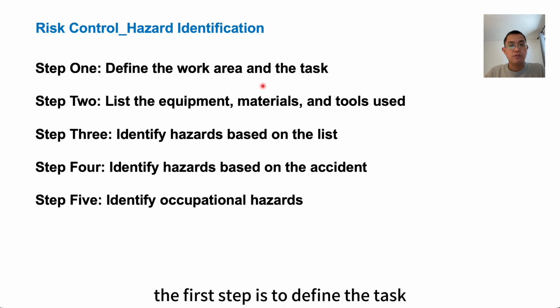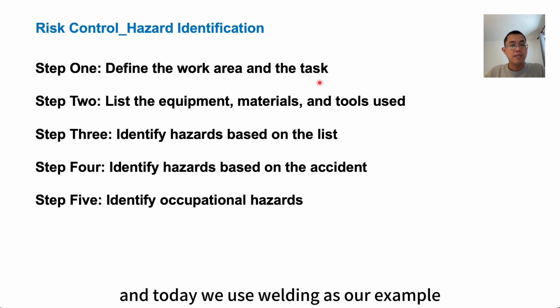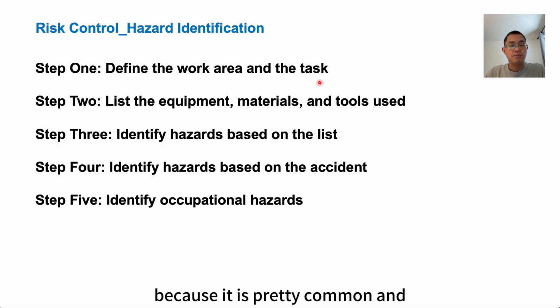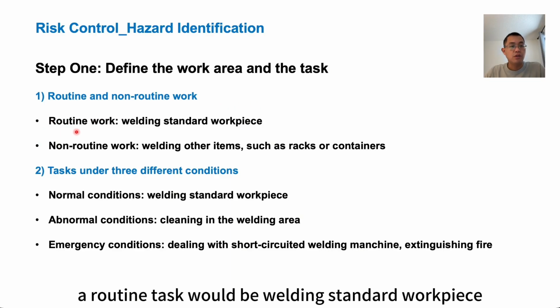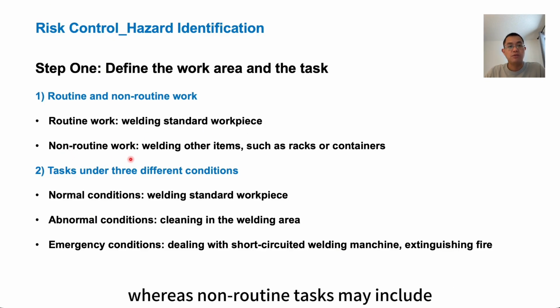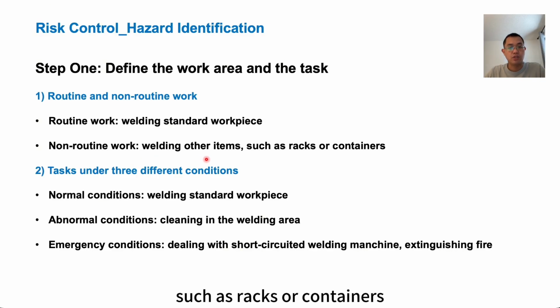The first step is to define the task. And today we use welding as our example because it is a pretty common and routine task in the workplace. There are two key points to keep in mind in the first step. One is that we need to not only consider routine tasks, but also non-routine tasks. So in welding, a routine task would be welding a standard workpiece, whereas non-routine tasks may include, for example, supervisors may occasionally assign welders to work on other items such as racks or containers. So these are considered non-routine tasks, which may introduce new hazards.